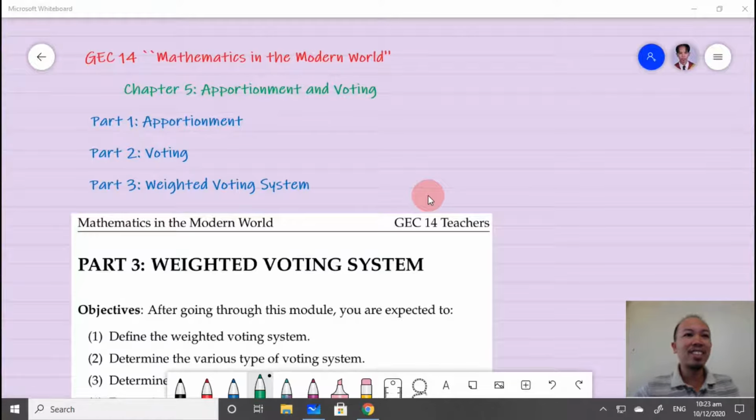Hello everyone, in this lecture video we will be discussing chapter 5 in the Mathematics of the Modern World, entitled Apportionment and Voting. We are now in part 3, weighted voting system.